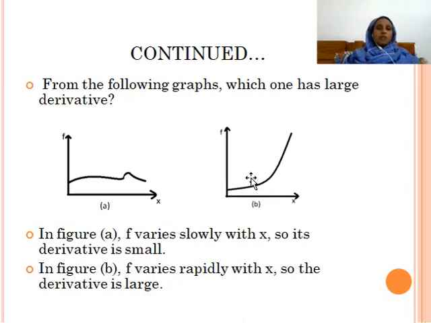Okay, so what does the derivative of a function mean? After all, it means the slope of a graph, or how rapidly a function f varies as its independent variable changes. In this case, the independent variable is x. So as x changes, how much does f vary? In this case, df by dx is a small value, but here it is a large value because f varies rapidly with x. Okay.